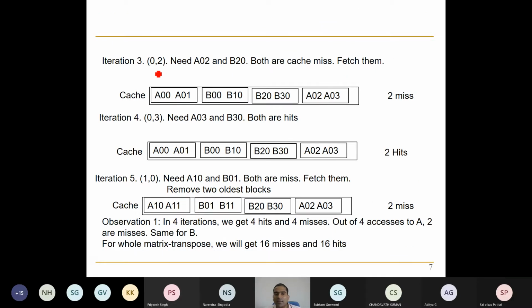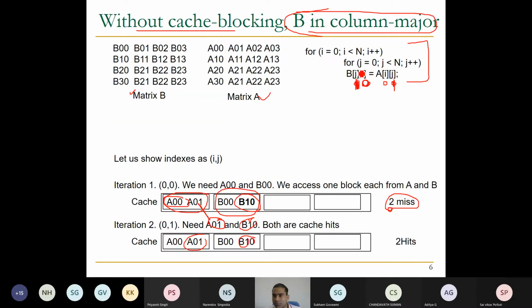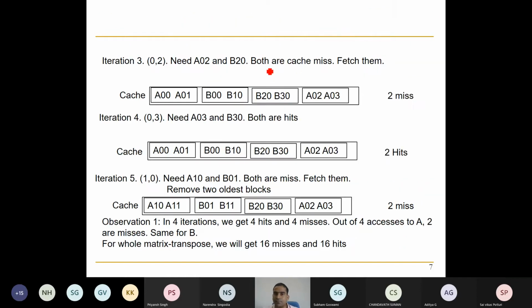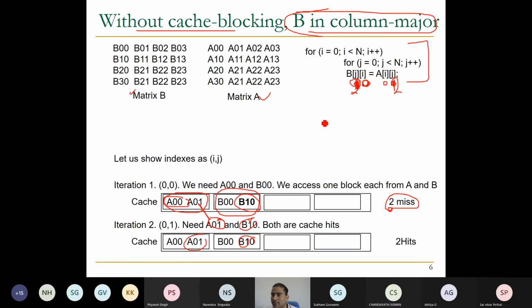Okay, now I go to the next iteration. So now what is the value of j? 2, right? i remains 0 and j has now moved from 0, 1 and 2. So this is 0,2 and this is 2,0. However, neither A02 is there nor B20 is there. So as you can see here, neither B20 is there nor A02 is there. So I need to fetch them.